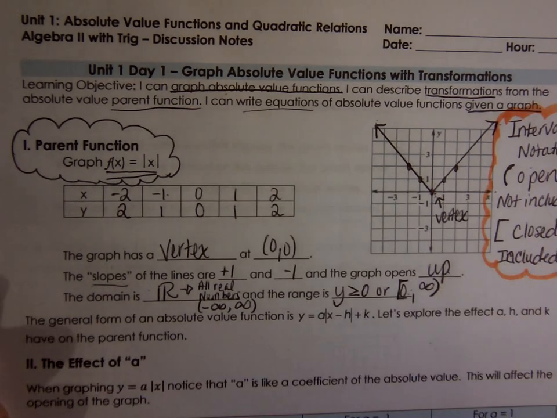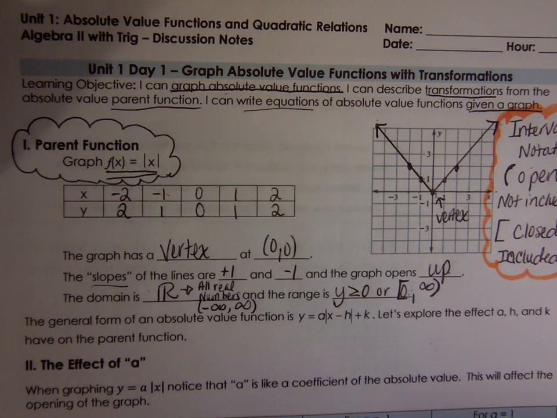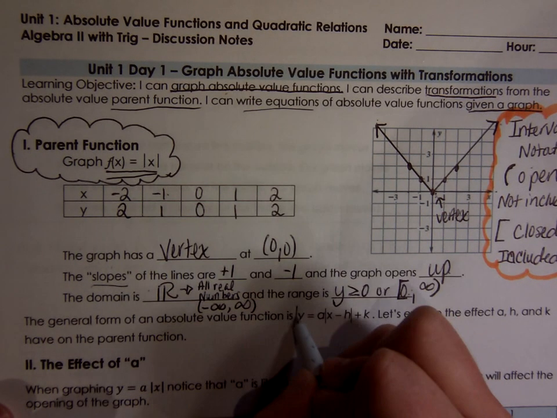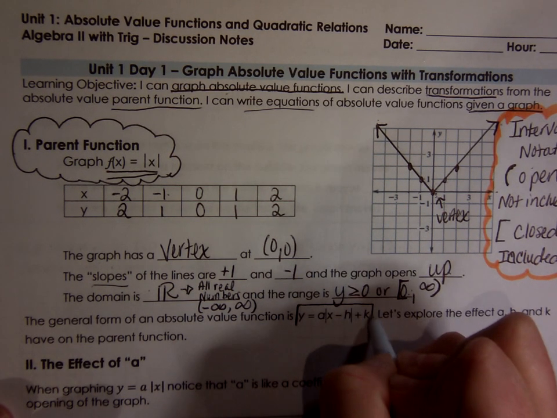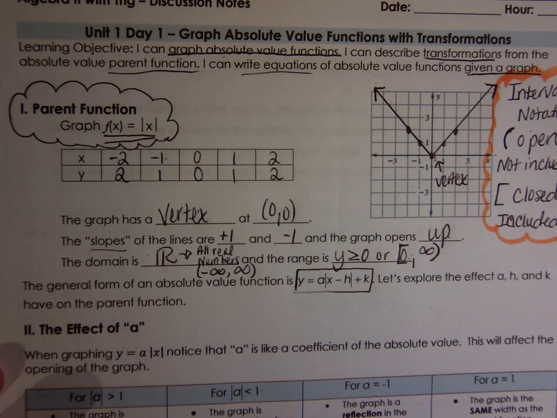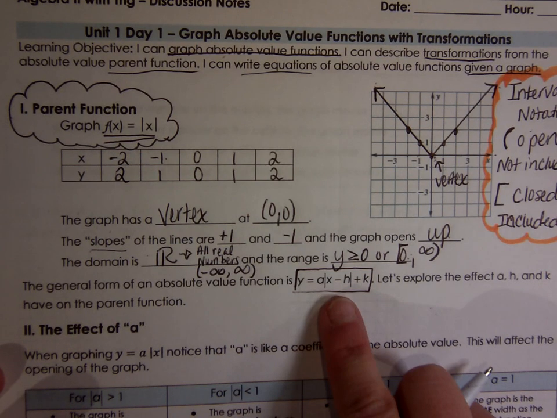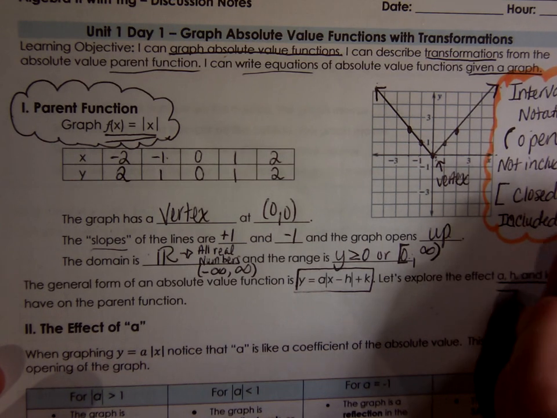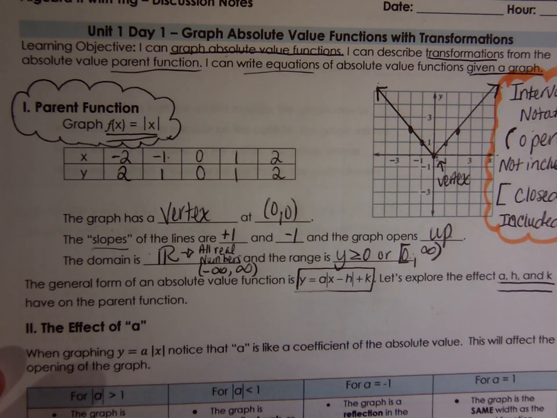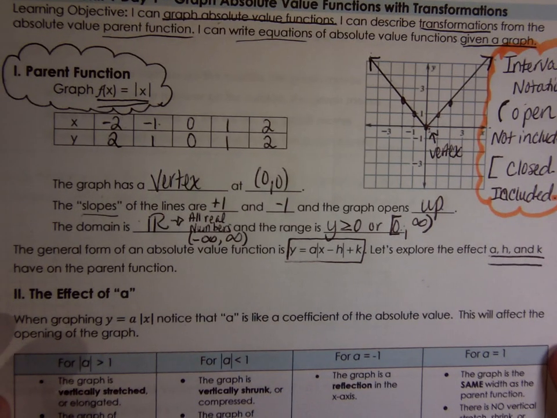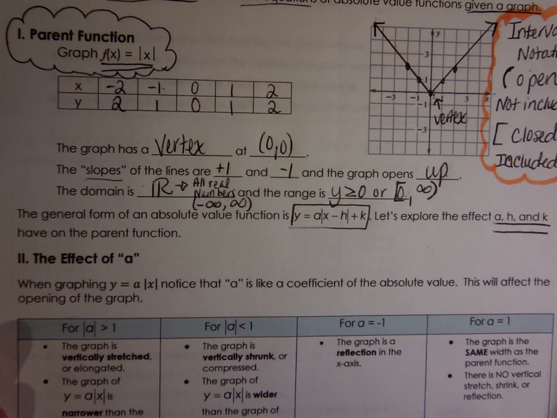Now, if we want to talk about how this parent function changes, we call that a transformation or transformations of the absolute value parent function. To describe those transformations, we use a general form of an absolute value function known as y equals a times the absolute value of x minus h plus k. These a, h, and k values affect different elements or characteristics of an absolute value function. So the first thing we're going to explore is the effect of a.